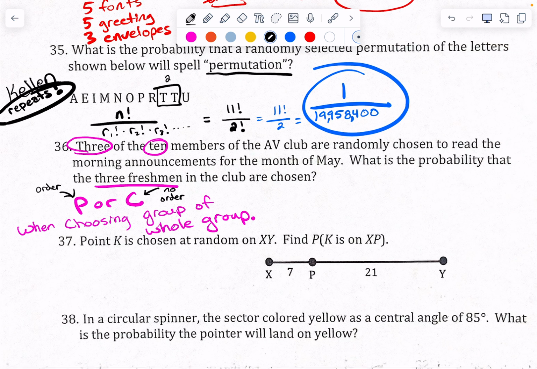Okay. So it's going to be a C. So I'm going to do nCr. What's n? 10. C. 3. What is 10C3? I would grab a calculator and type it in. 120. If I were you. 120. So what's the chances that the 3 freshmen are chosen? 1 over 120, right?